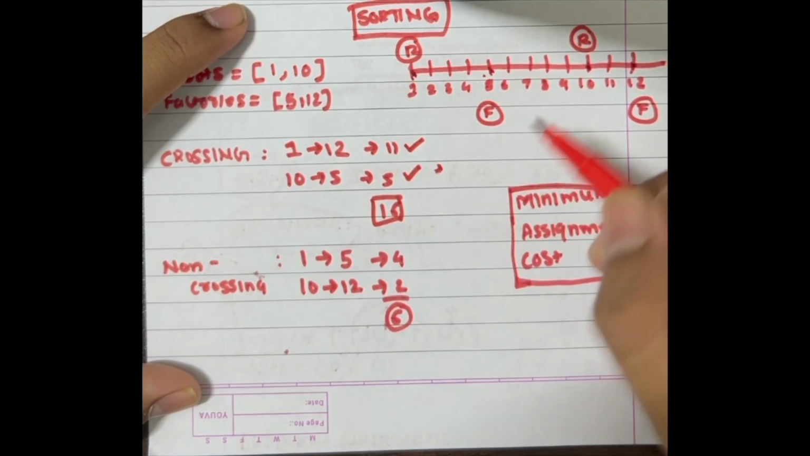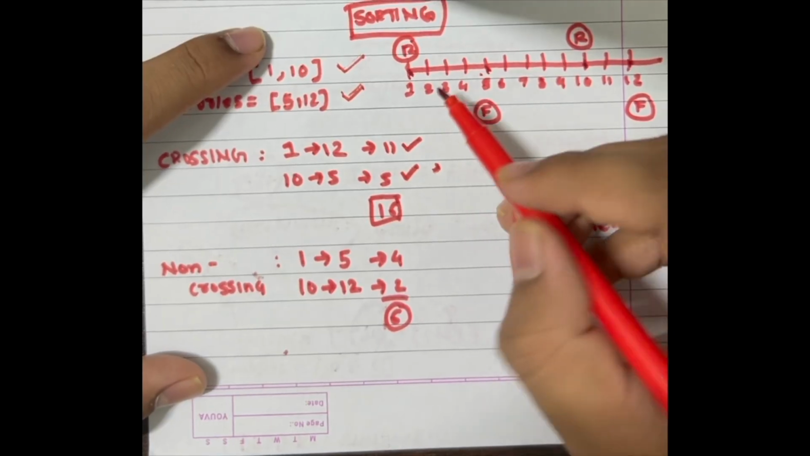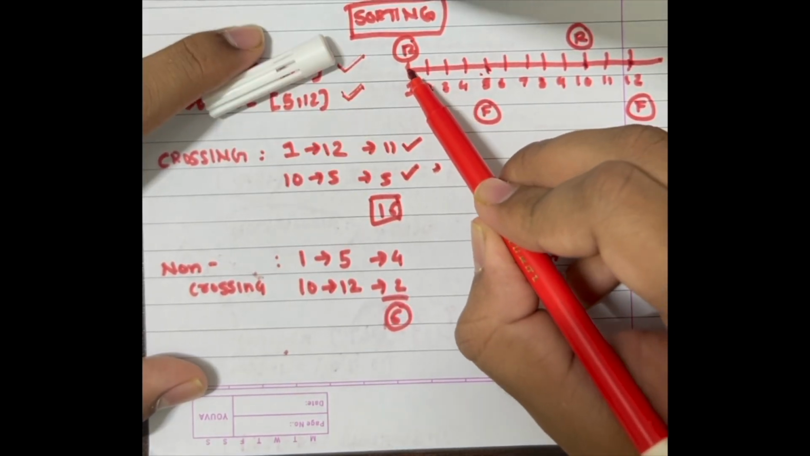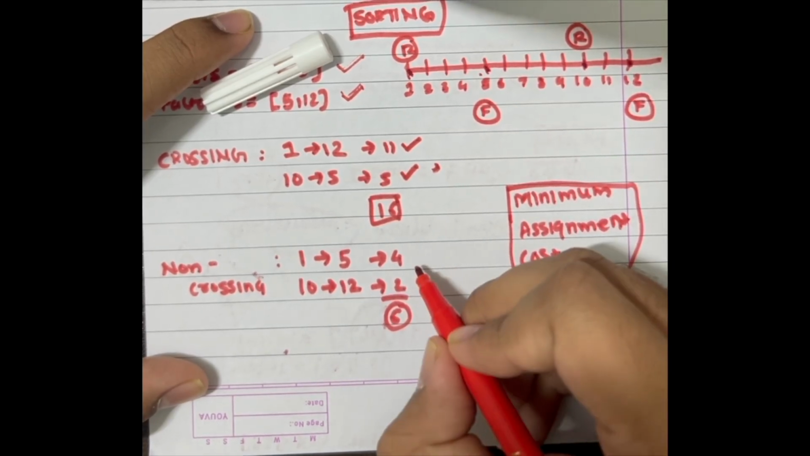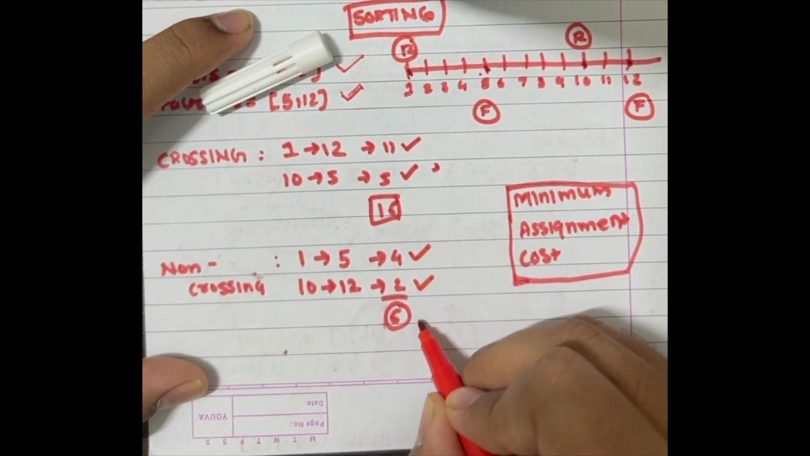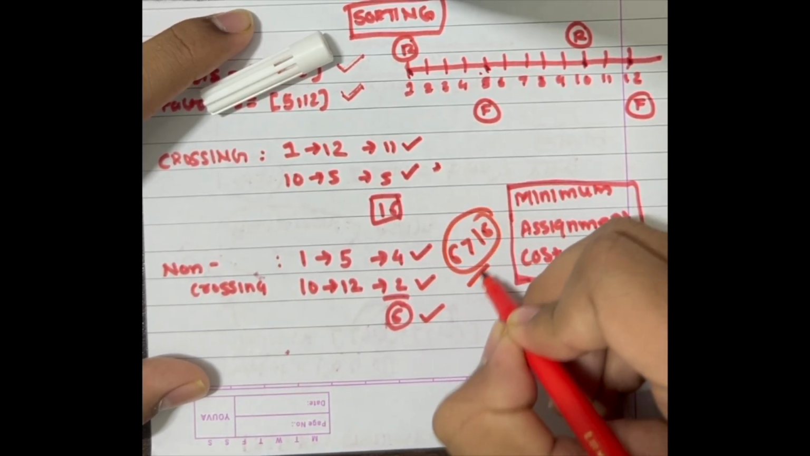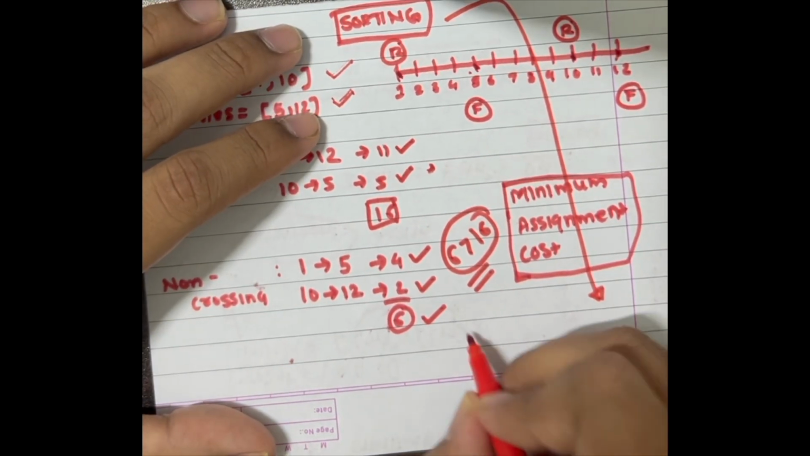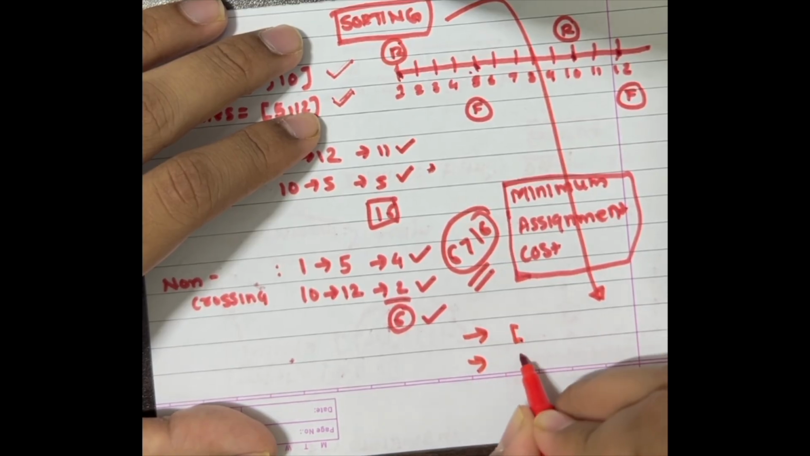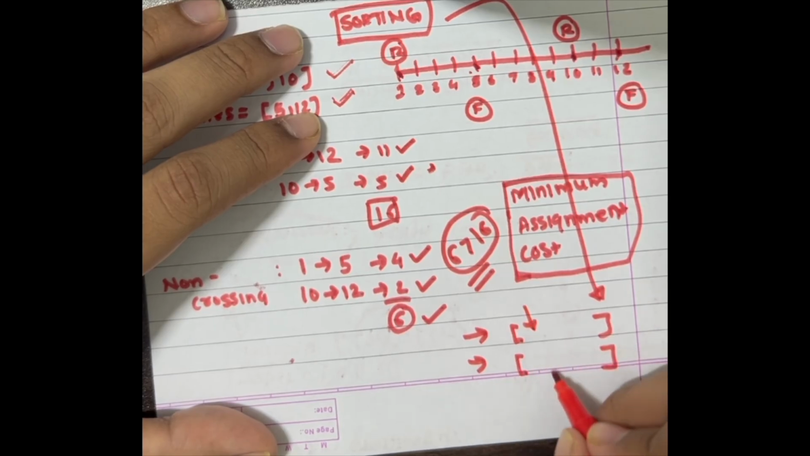But consider what if we sort everything. We have the robots array listed like this and the factories array listed like this. Now if we assign the robot at point 1 to the factory at point 5 and the robot at point 10 to the factory at point 12, the costs come out to be 4 and 2, and the total cost is 6. So this 6 is always better than 16. A sorting technique will help us get a better solution. When we sort things accordingly, we can be sure that any robot assigned to any factory has the minimum possible distance.